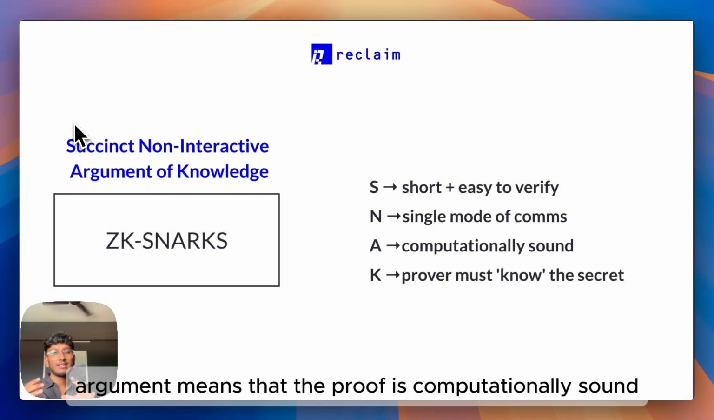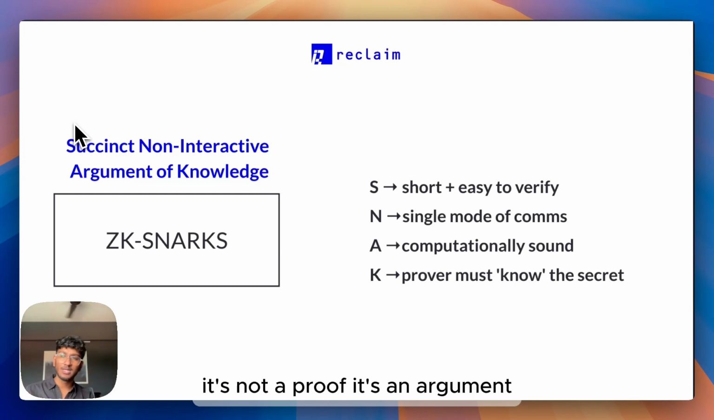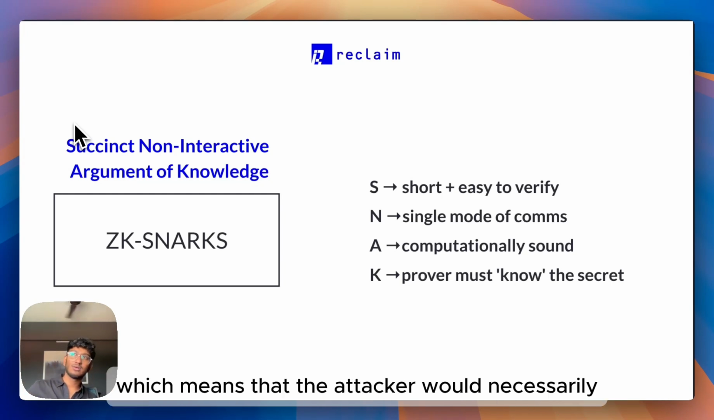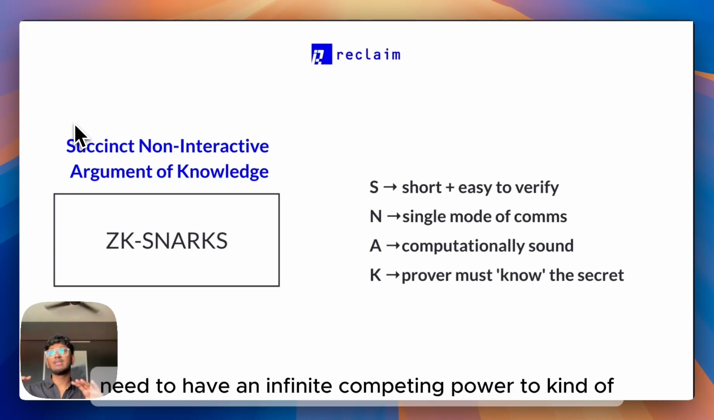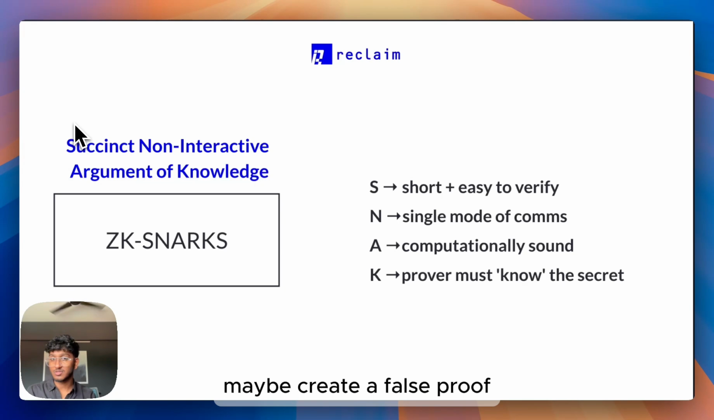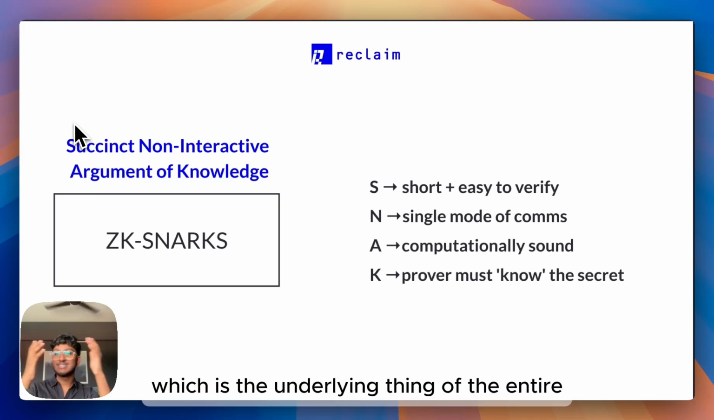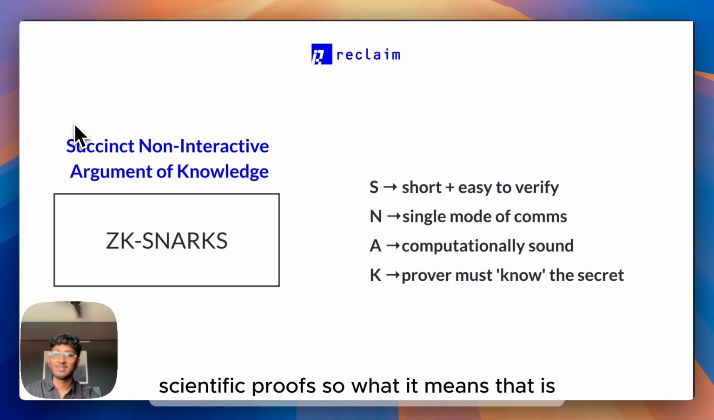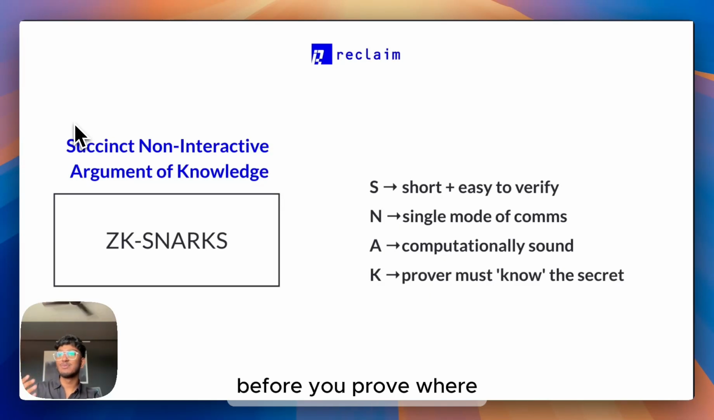Argument means that the proof is computationally sound. It's not a proof, it's an argument, which means that the attacker would necessarily need to have infinite computing power to maybe create a false proof. And knowledge essentially says that the prover needs to know the secret, which is the underlying thing of the entire knowledge proofs. So what it means is that you would essentially need to know where Wall-E is before you prove that you know where Wall-E is.